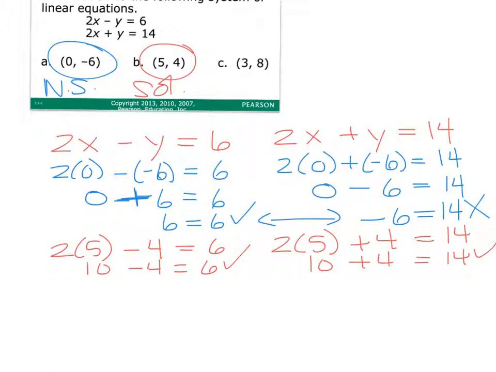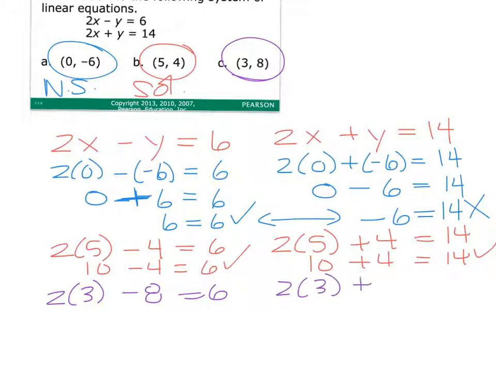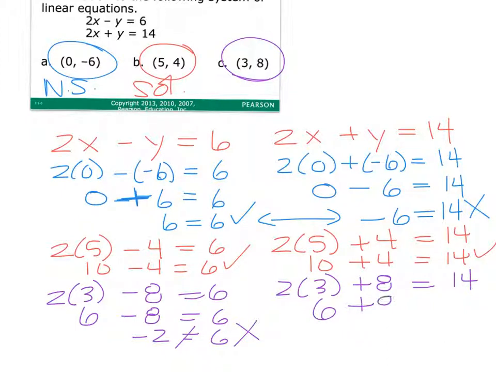Now remember, there can be infinite solutions, so we still should check our third ordered pair to see if (3, 8) will also work. So let's try it. 2 times 3 minus 8, and 2 times 3 plus 8. Let's see what we get. 2 times 3 is 6, and 6 minus 8 is negative 2. Negative 2 does not equal the 6, so it is not a solution. You can stop right there. If you want to check the other one, you can, but honestly, it doesn't matter if it works or not. To be a solution, it has to work for both equations, so as soon as it failed the first equation, you could have said it was not a solution to the system.